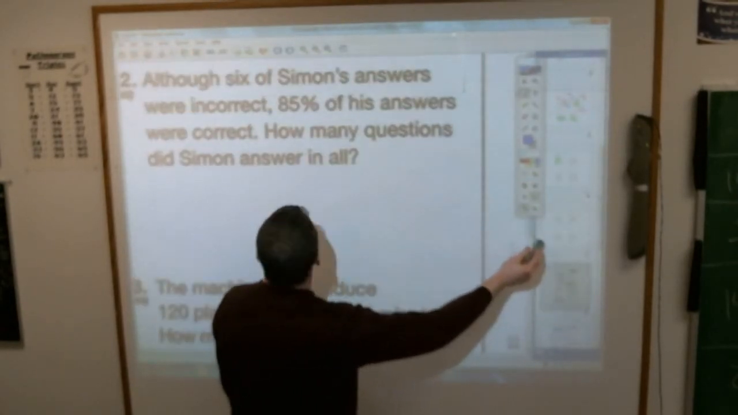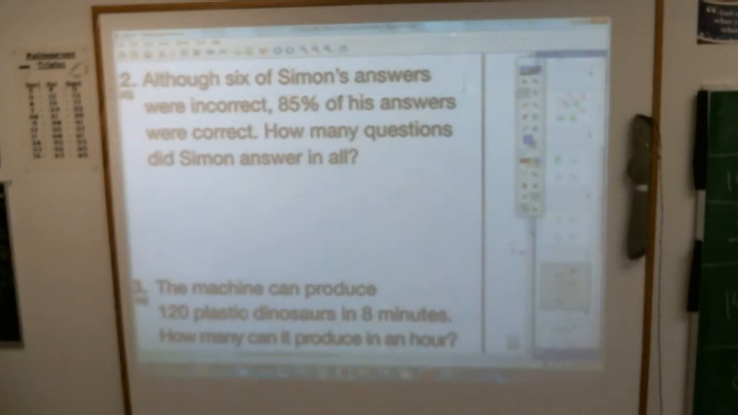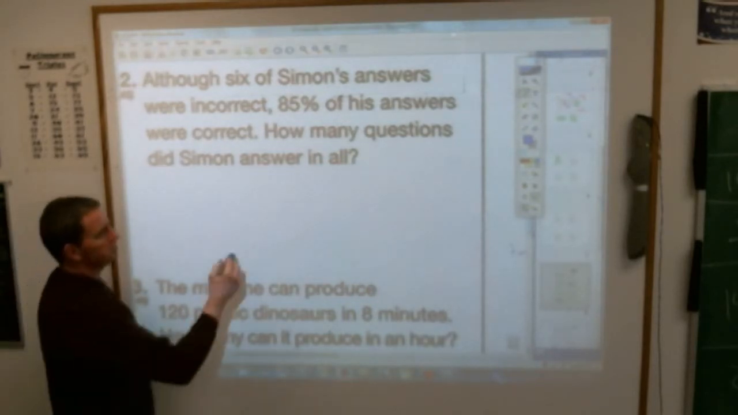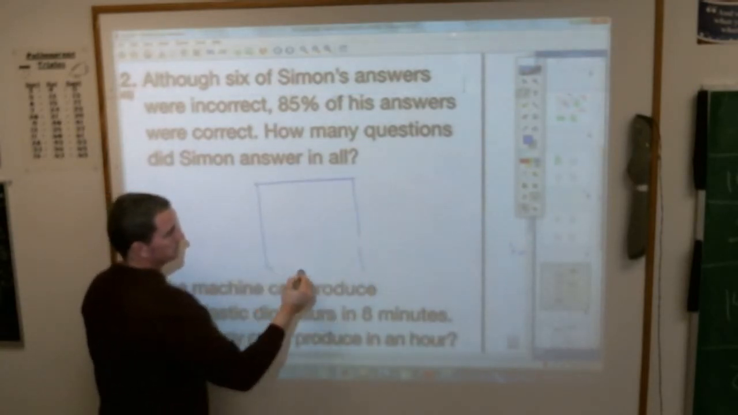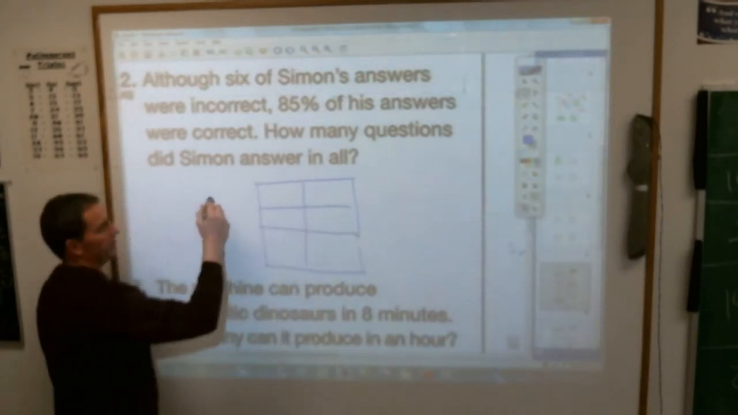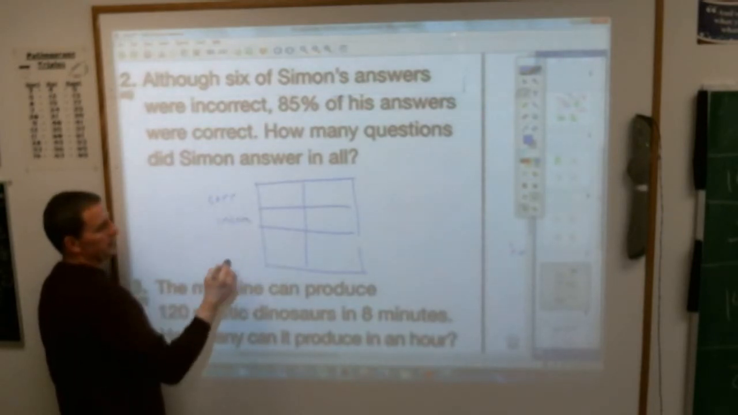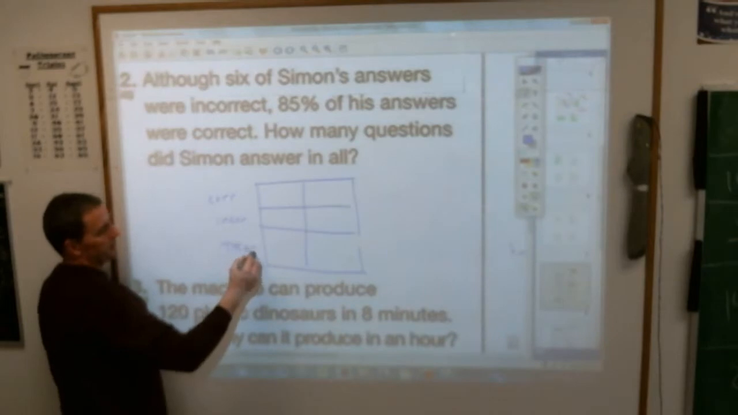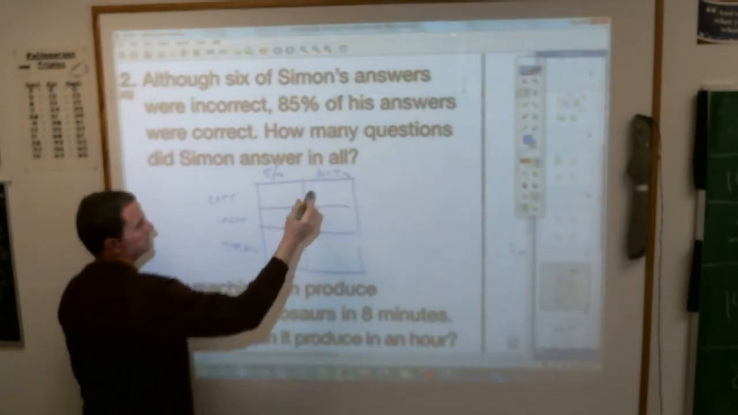Although 6 of Simon's answers were incorrect, 85% of his answers were correct. How many questions did Simon answer wrong? Somebody can tell you what I'm going to tell you to do? Draw a percent box. What are we comparing? Correct answers to incorrect, and then there's total. This box is going to stand for my percents, this one's going to stand for the actual.